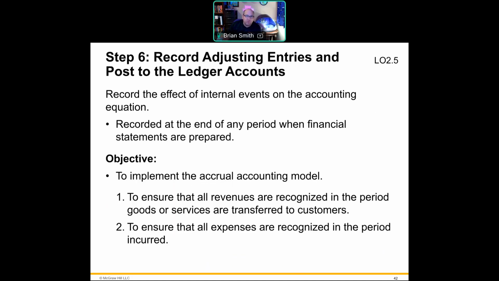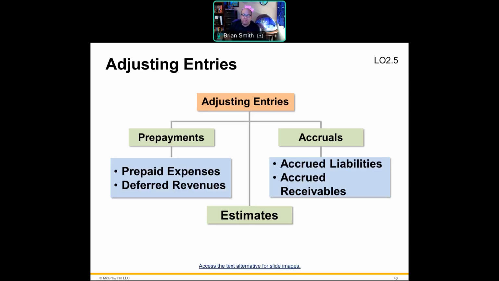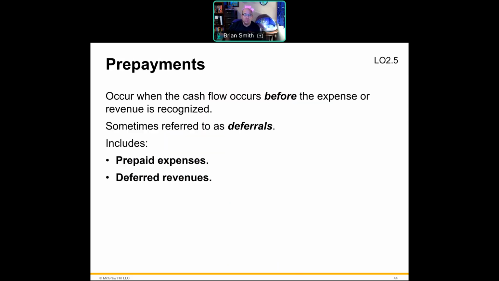Then in step 6, we got to post our adjusting entries to our ledger. So whatever adjustments we got to make, right? Stuff that happened that we didn't have something trigger. So we got to look at all of our prepaids and accrued liabilities, accrued receivables, and unearned or deferred revenues. Got to look at all of them, and even our estimates too. Got to look at everything.